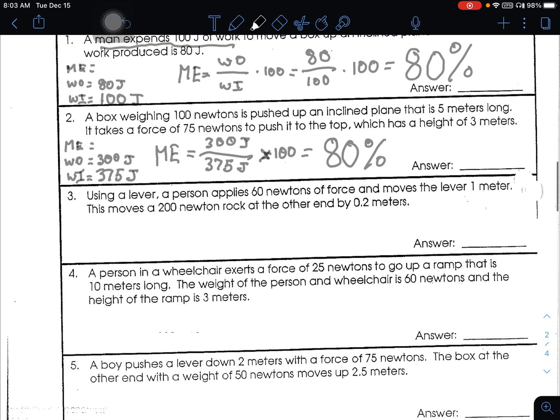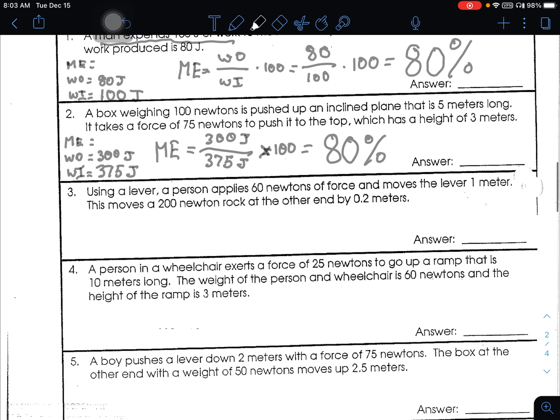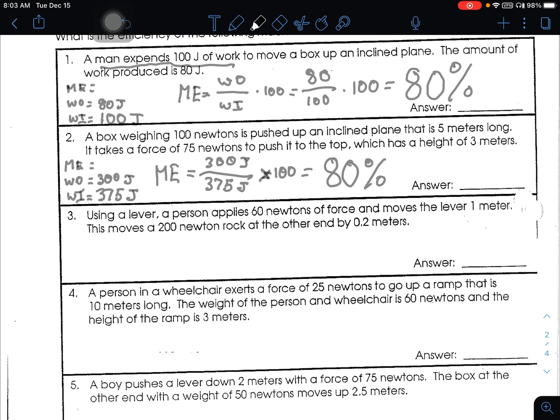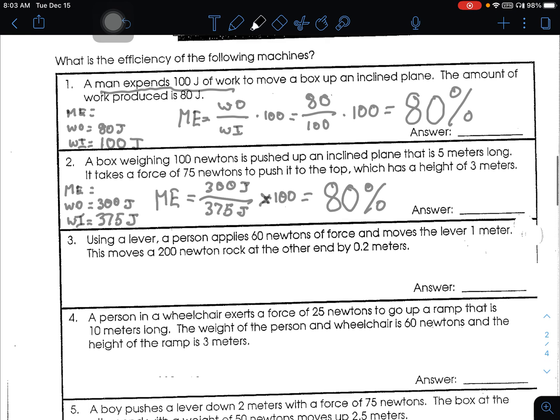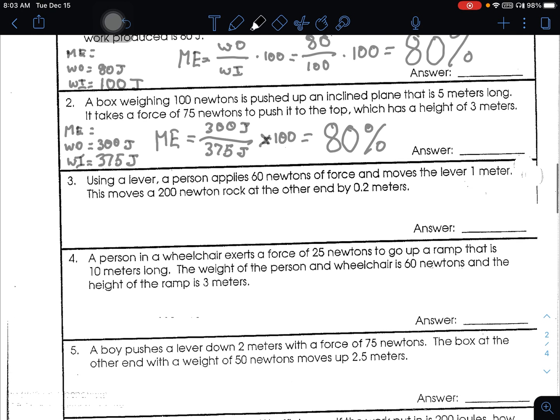It gets a little more complicated. I'm going to try a couple more. I'm going to leave a few of you to do on your own, but I do want to do another. Let's look at number 3. This is a different simple machine. It's not an inclined plane anymore. It says, using a lever, a person applies 60 newtons of force and moves the lever 1 meter. This moves a 200 Newton rock at the other end by 0.2 meters. Okay, and it wants us to calculate the mechanical efficiency. So, ME, WO, WI.